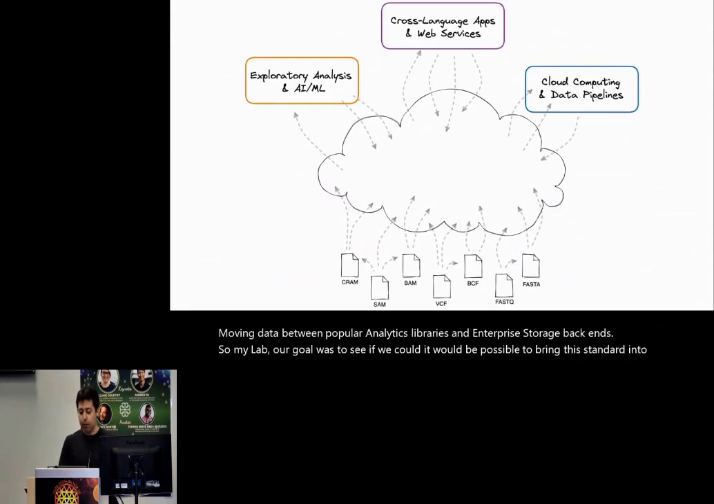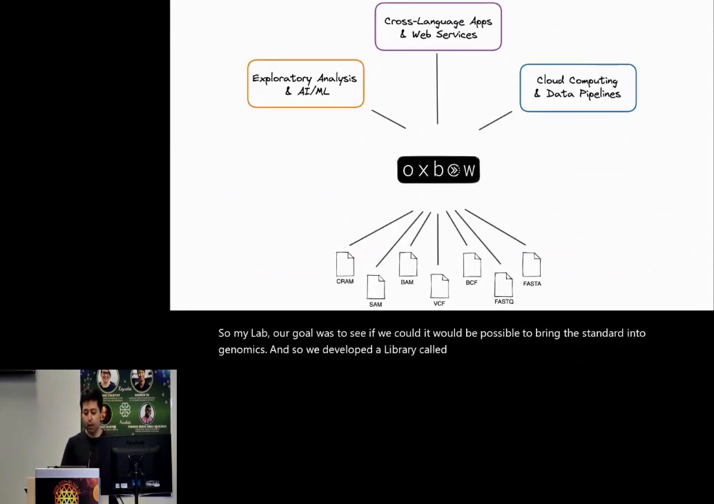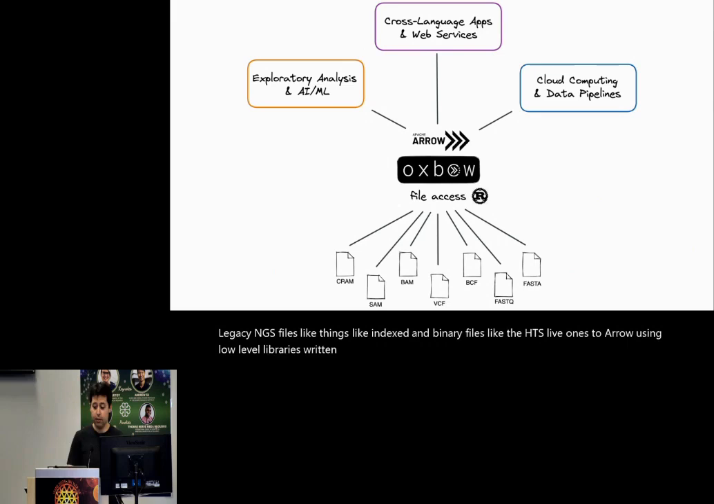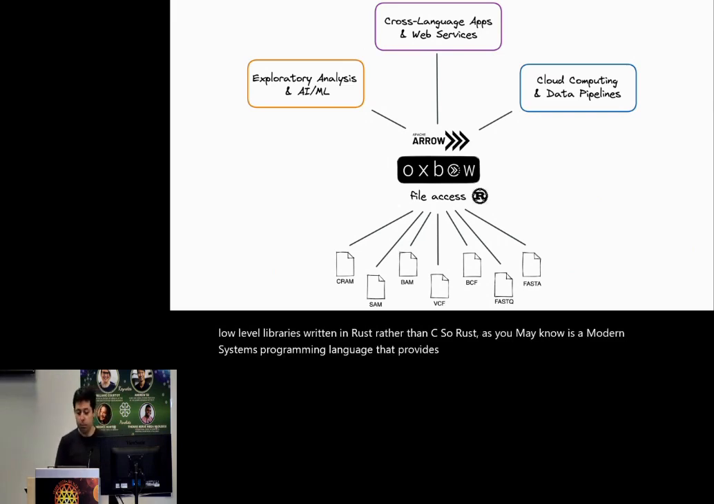And so we developed a library called Oxbow that can efficiently shuttle data from legacy NGS files, things like indexed and binary files like the htslib ones, to Arrow using low-level libraries written in Rust rather than C. So Rust, as you may know, is a modern systems programming language that provides memory safety, performance, and much easier binding to high-level languages like Python and R.